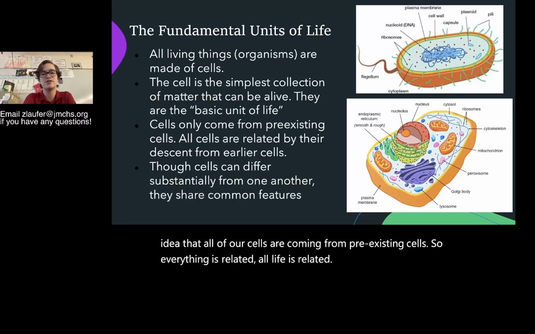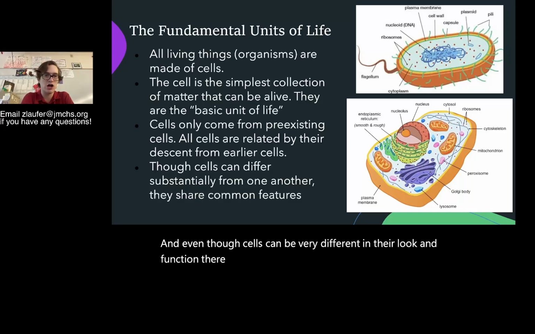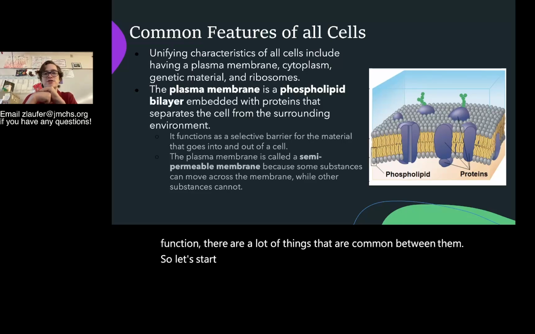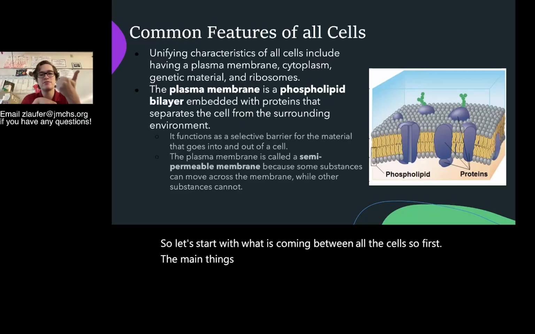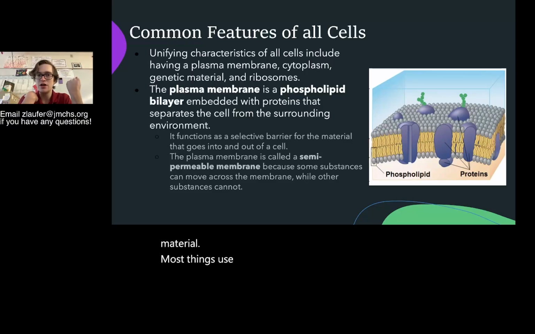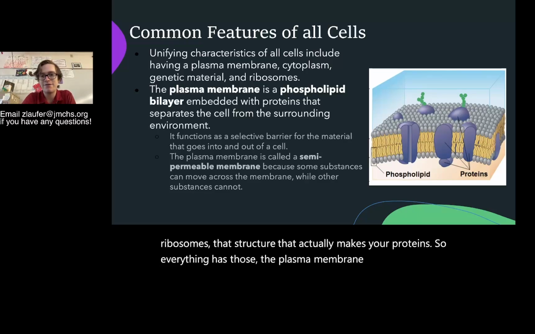and even though cells can be very different in their look and function, there are a lot of things that are common between them. So let's start with what is common between all the cells. So first, the main things are plasma membrane, having a cell membrane. Kind of need it to have a cell. You need to have an inside and an outside. You need to have cytoplasm. You need to have something filling up the inside. You need to have some sort of genetic material. Most things use DNA. Keyword is most. And then ribosomes, that structure that actually makes your proteins. So everything has those.